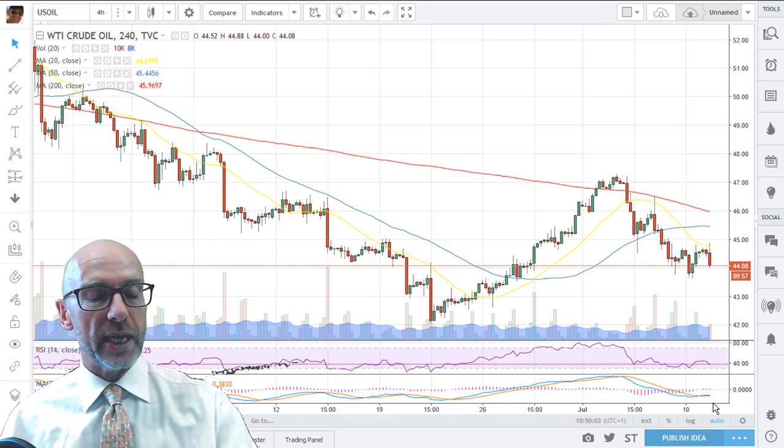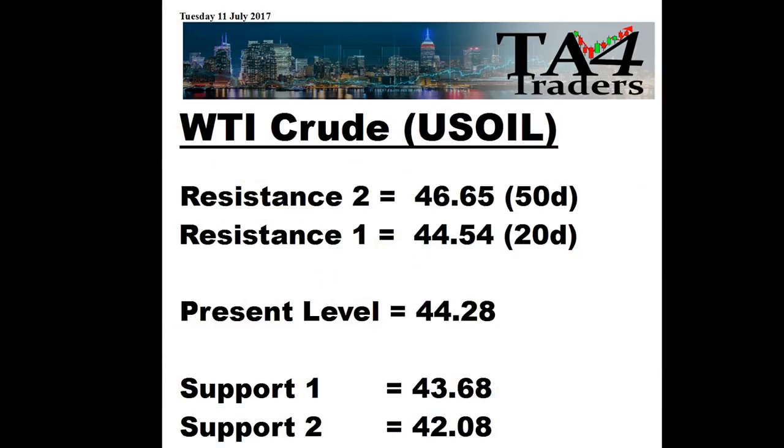So looking at the support and resistances, resistance 1 is 44.54, the 20-day, and resistance 2 is 46.65, with support at 43.68 and then 42.08.